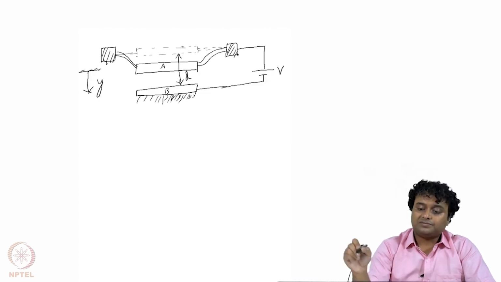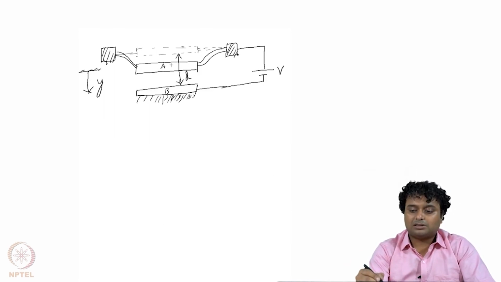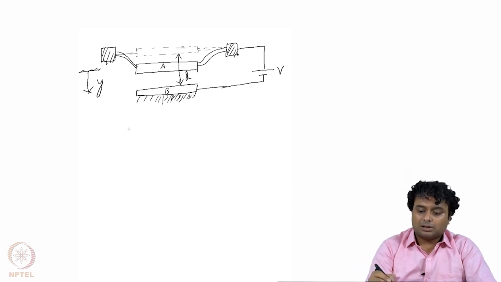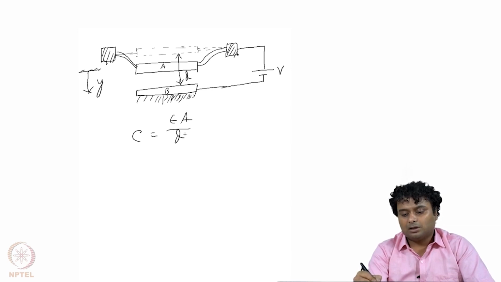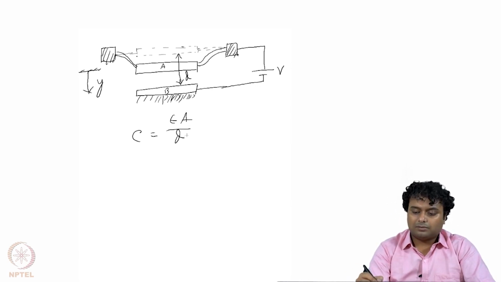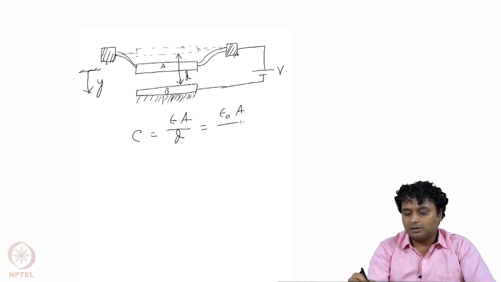Now if the cantilever is stable at some position and we measure the capacitance between those plates, it is different from its earlier position, because capacitance C is equal to epsilon A by D, like the parallel plate capacitor formula, where A is the area of the two plates and D is the gap between them. At any position where the deflection is y, assuming only air, we can write it as epsilon A by D minus y.